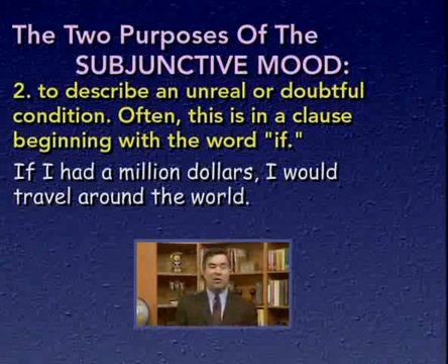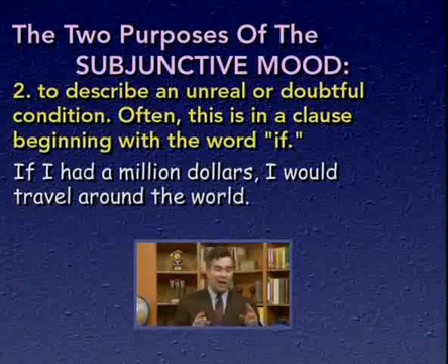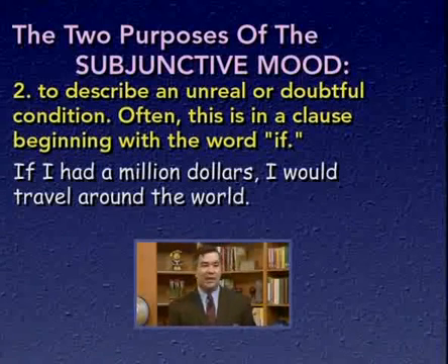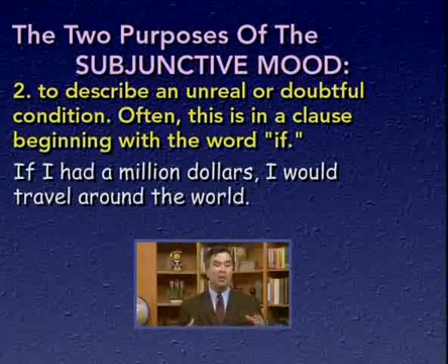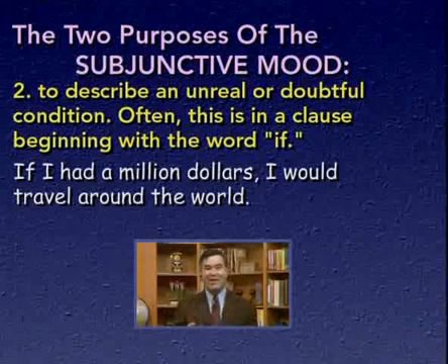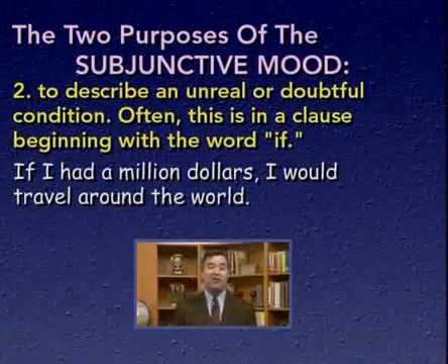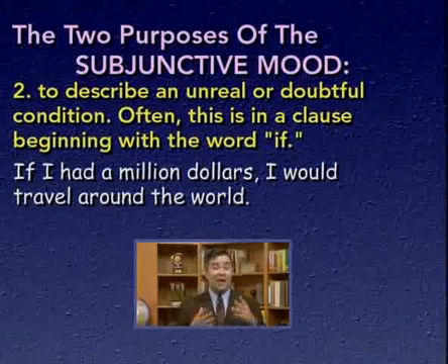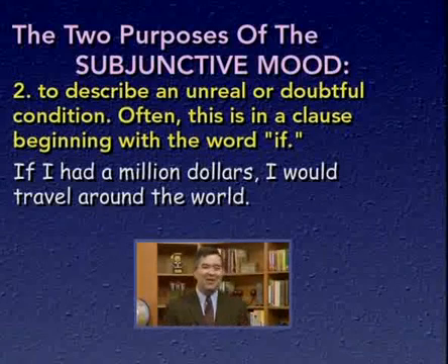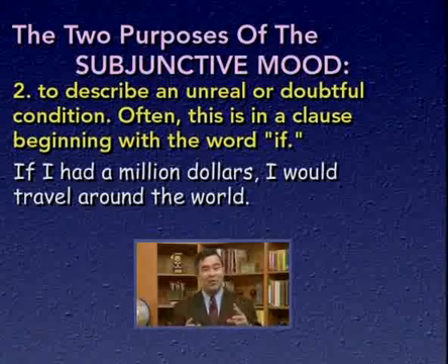Now, there are 2 clauses in this sentence. If I had $1 million, and I would travel around the world. The second one is describing what I would do if the first clause were true. Now, the first clause is describing an unreal or doubtful condition. We can tell from reading this sentence that, unfortunately, it's not true. I don't have $1 million, and that's why I'm speaking with you rather than traveling around the world. So that first clause is describing an unreal condition.